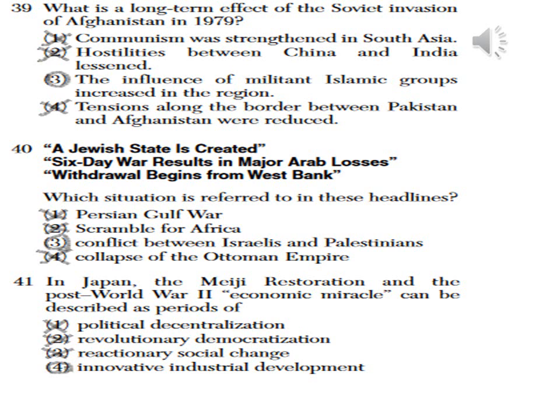Question 41. In Japan, the Meiji Restoration and post-World War II economic miracle can be described as periods of: is it political decentralization? No. Is it revolutionary democratization? No. Is it reactionary social change? No. It's innovative industrial development.